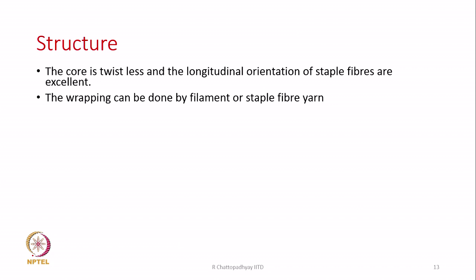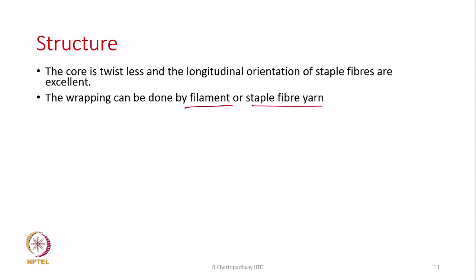The wrapping can be done by filament or by staple fiber yarn. It could be monofilament, it could be multifilament, it could be texturized yarn, it could be a staple fiber yarn. So, you have very, very many options to develop different types of yarn using this technology also.